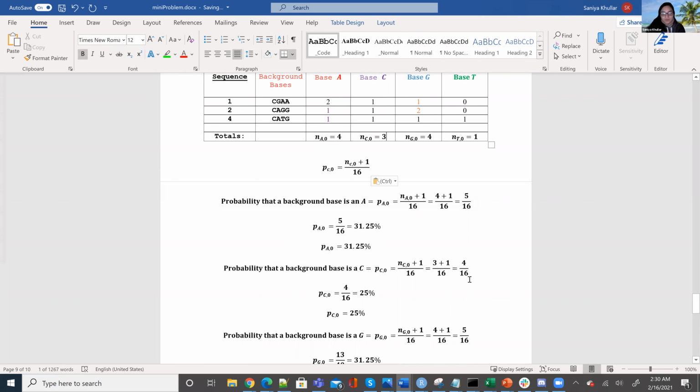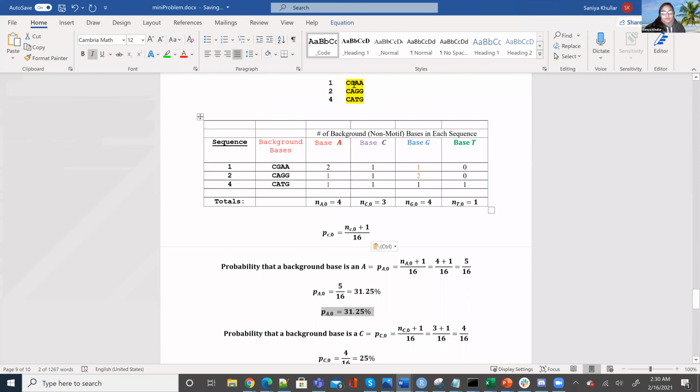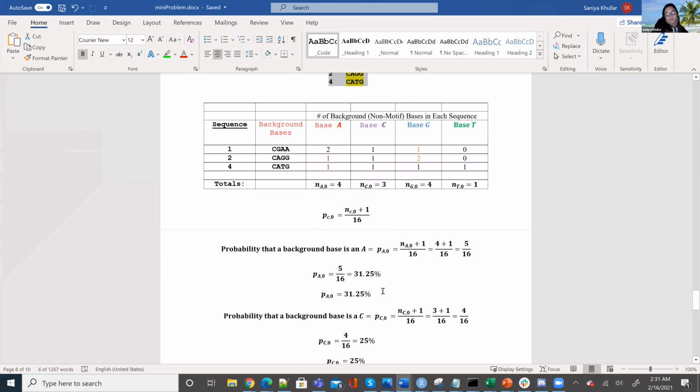And similarly for PC of 0, we'll get 4 over 16. We take 3 plus 1, we get 4 over 16, which is 25%. So 31.25% of the time, we're going to find that it's going to be an A here. You also have to make sure you add the pseudo counts to the numerator and the denominator. So it's like the probability that you observe the bases in these sequences, but you've also added some smoothing. You've added some value to the numerator and to the denominator too. You've done some adjusting. So that's what it is.